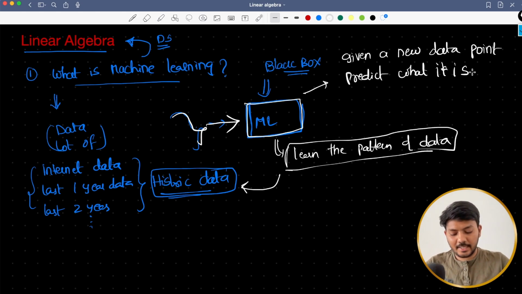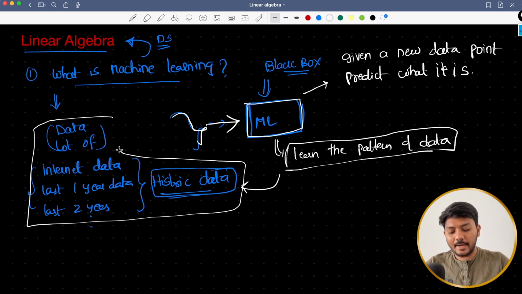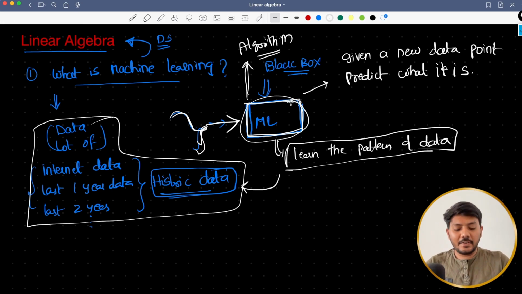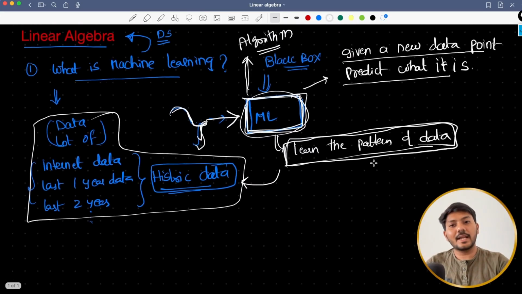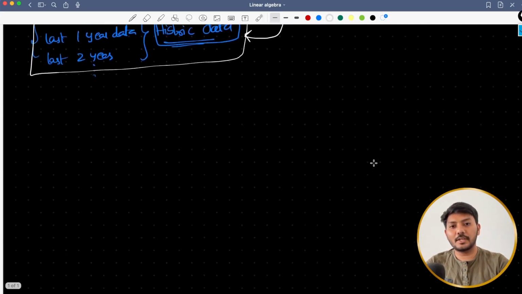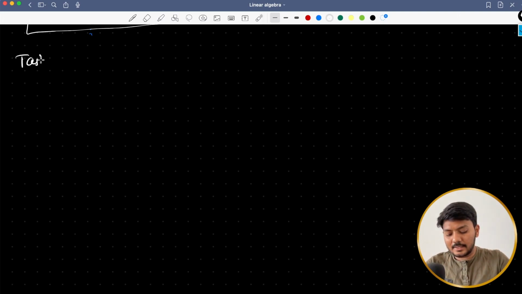So let me rephrase it again. If you have a lot of abundant data or historic data and you pass all of that data to a black box called machine learning model, in computer language we call it an algorithm, it will try to learn the patterns of the data, and once the learning has been complete, the task of this black box is, given a new data point, predict what it is. I know it is a little bit confusing, so let's understand this with an example on what is machine learning and how machine learning works.